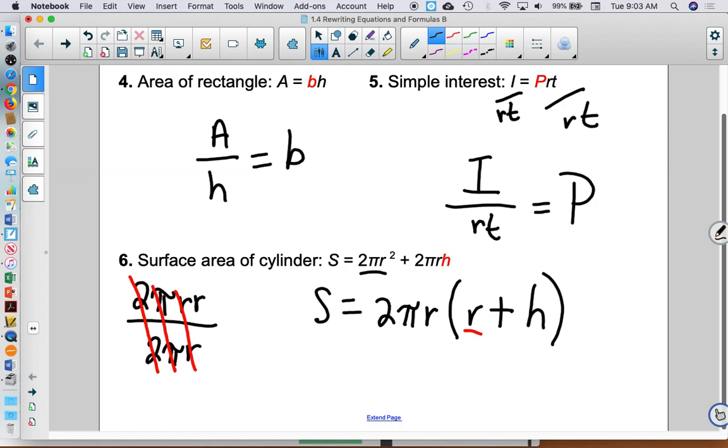I've got 2 pi rh, and I'm going to factor out the 2 pi and the r, and then I'm going to simplify. The 2's come out, the pi comes out, the r comes out. What's left? H over 1. Does that make sense to you now? Do you know what's happening and why that's working?